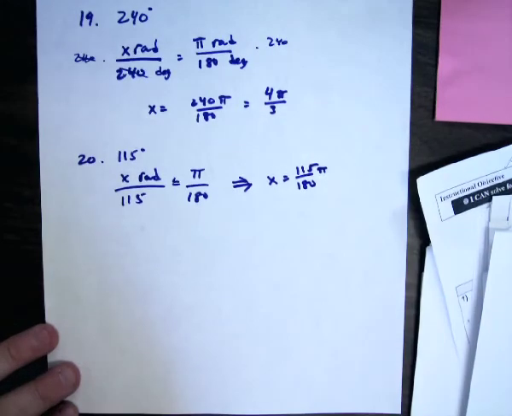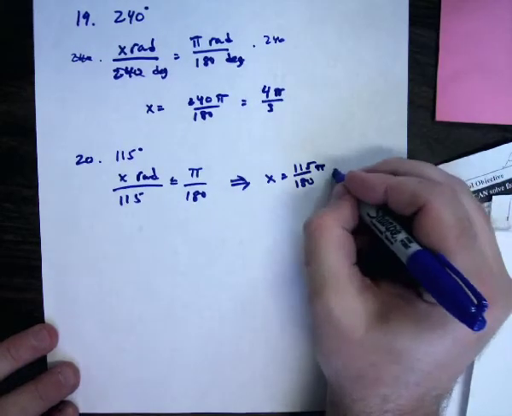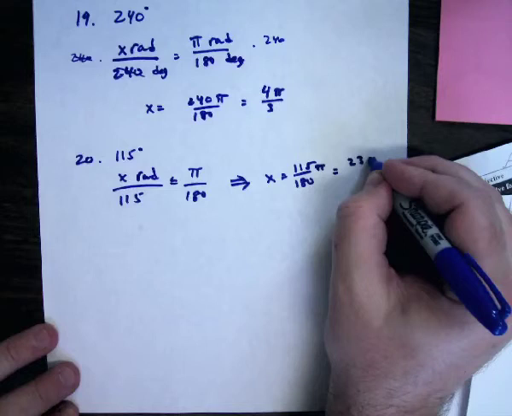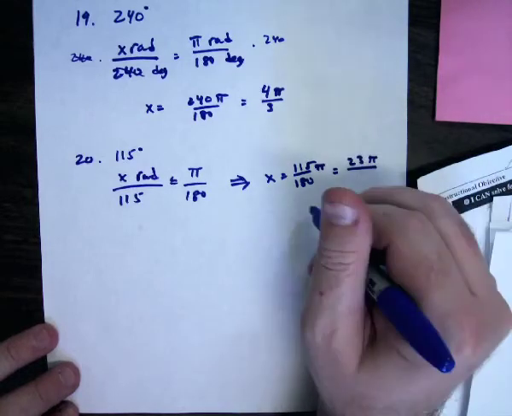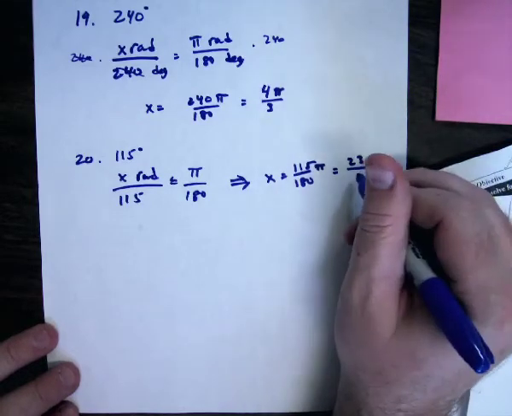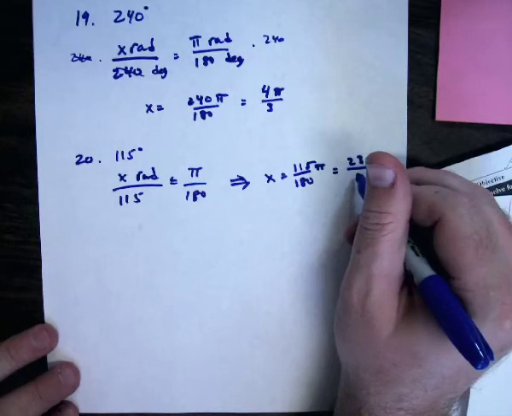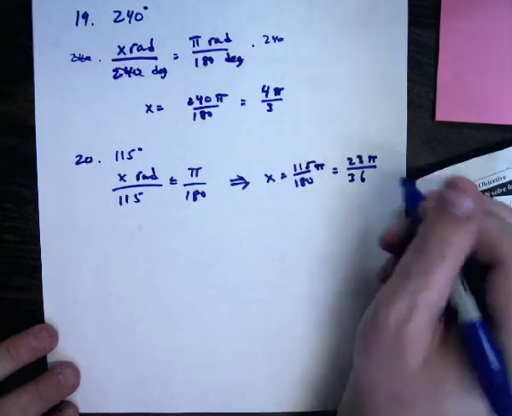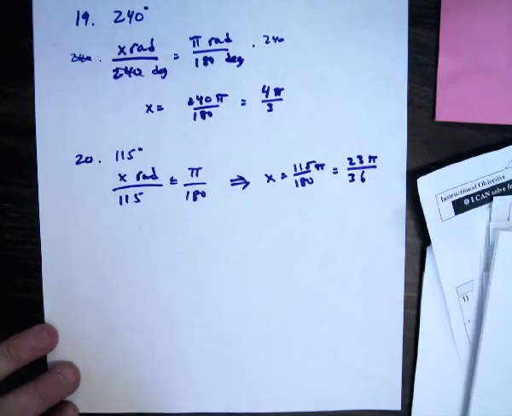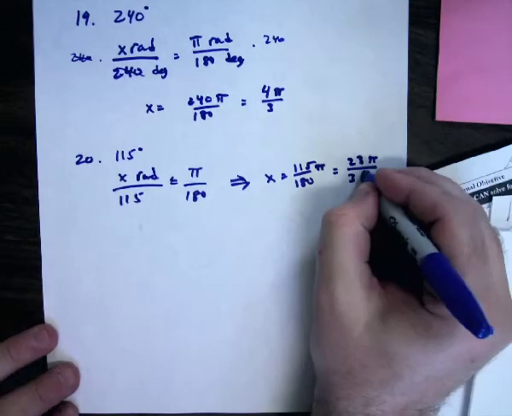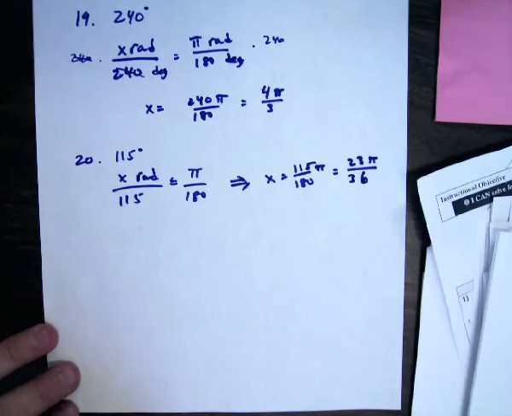Let's see, if I was going to divide both of them, I could obviously do 5. Let me start with 5. So that would be 23 pi over 5 goes into 180, 36 times. So 23 pi over 36. And then we can't reduce it anymore, so that's where we're going to stop.